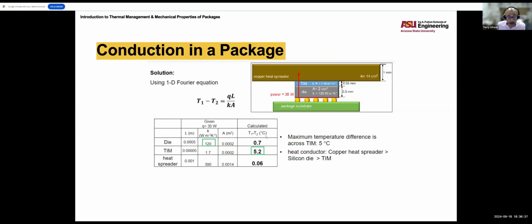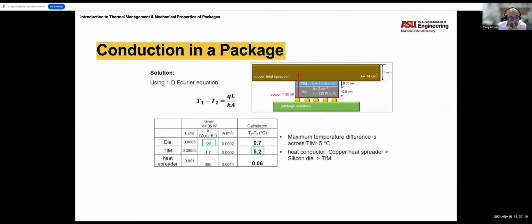Now granted, we were working in Kelvin. If we asked for a specific temperature, you would have to add the 273 to it. But now we're just talking about differences. So the differences can be described in degrees Kelvin or degrees Celsius. So you're safe. So in that particular case, we get 0.7.